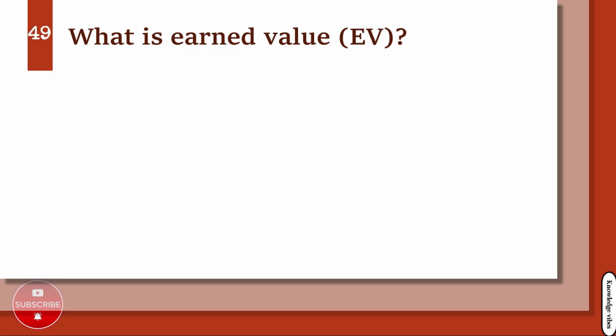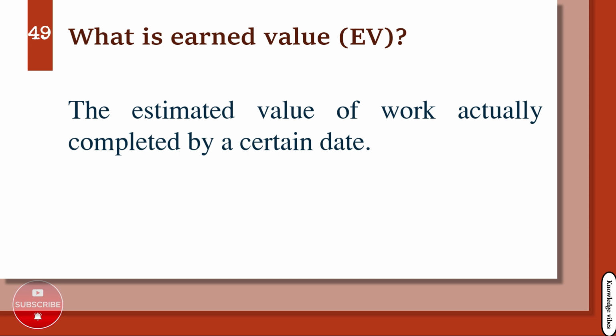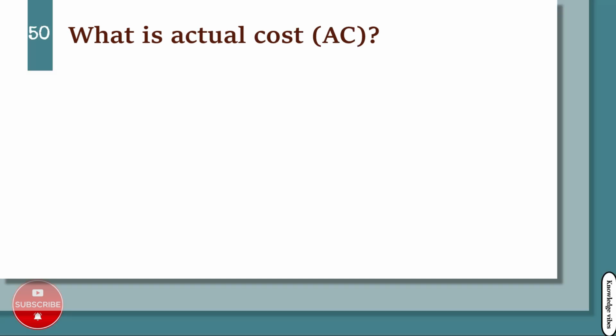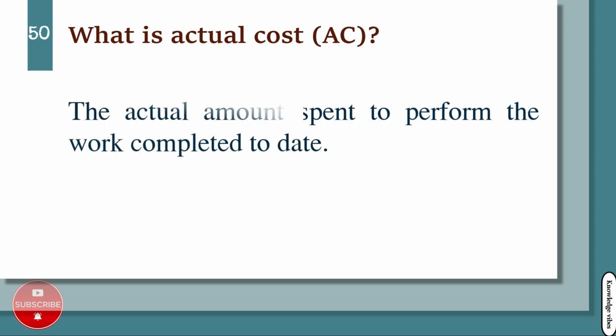What is earned value, EV? The estimated value of work actually completed by a certain date. What is actual cost, AC? The actual amount spent to perform the work completed to date.